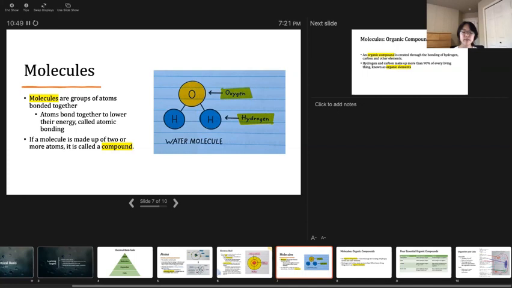A great example of this would be the water molecule, as you can see on the right. You might have heard that water can be referred to as H2O.